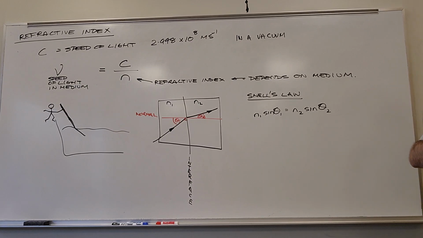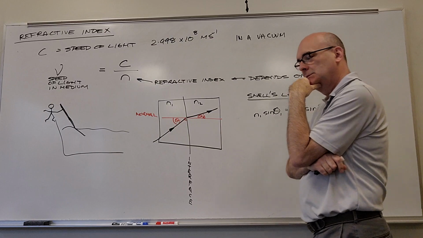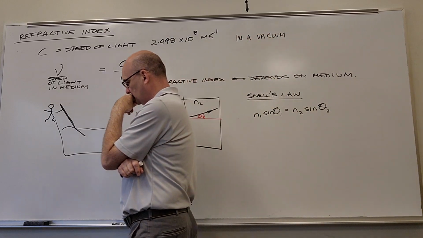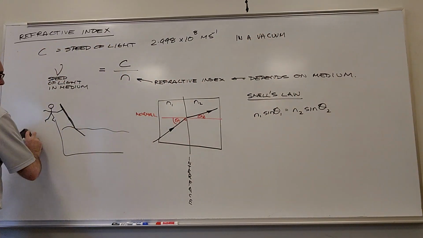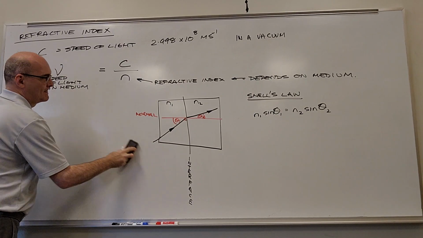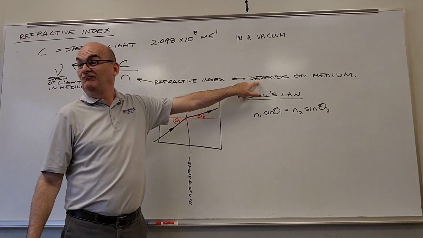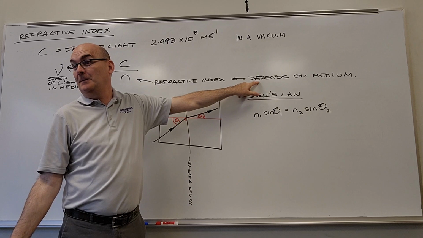Now, how could this possibly be of use to us? Well, if we know N1 and theta 1, and then we figure out theta 2 is this, we can find the medium of the other. Depends on the medium, right?